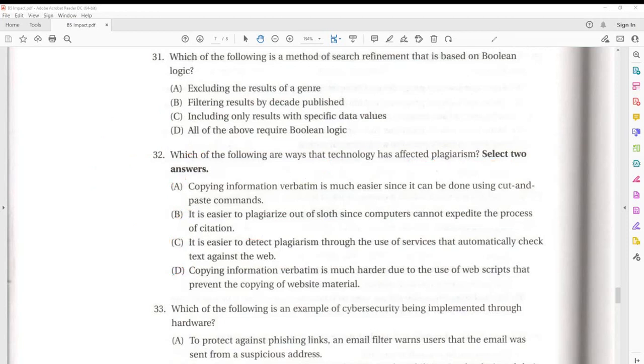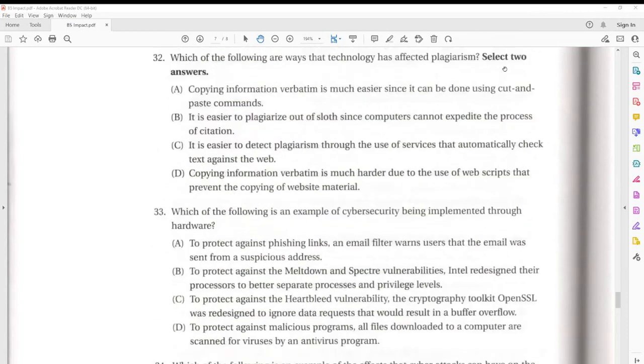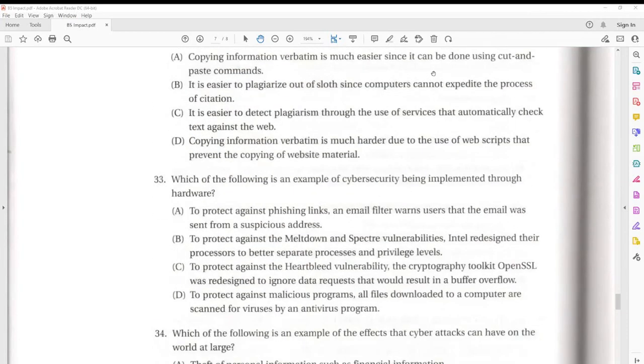Okay, 33, which of the following is an example of cybersecurity implemented in hardware, okay? So the keywords are cybersecurity and hardware. So who has hardware? To protect against phishing attacks, an email filter is software. So 33, okay, this one actually, pick one, part is wrong.